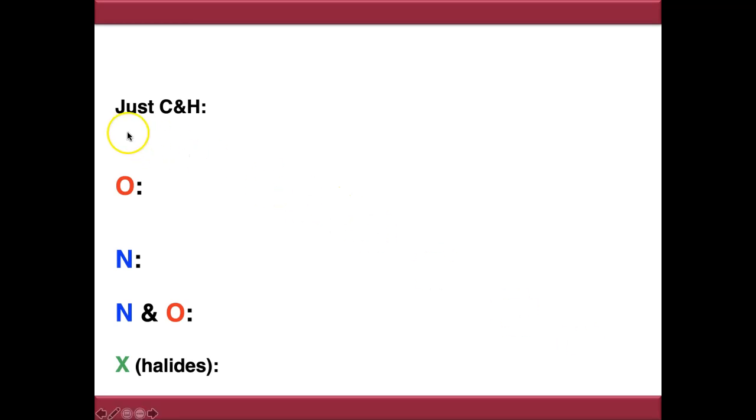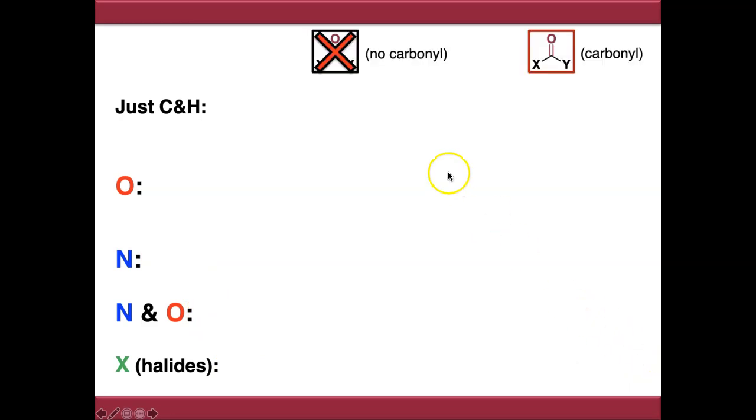So in this module we're going to come across a number of functional groups and I've categorized them. So basically I've categorized them by what atoms are present in there, so whether they've just got carbon and hydrogen in, whether they're oxygen containing, nitrogen and oxygen, or whether they've got halides in there. And I've also categorized them as to whether they've got a carbonyl in there or not. So you can't see underneath this big X, but a carbonyl is a carbon-oxygen double bond.